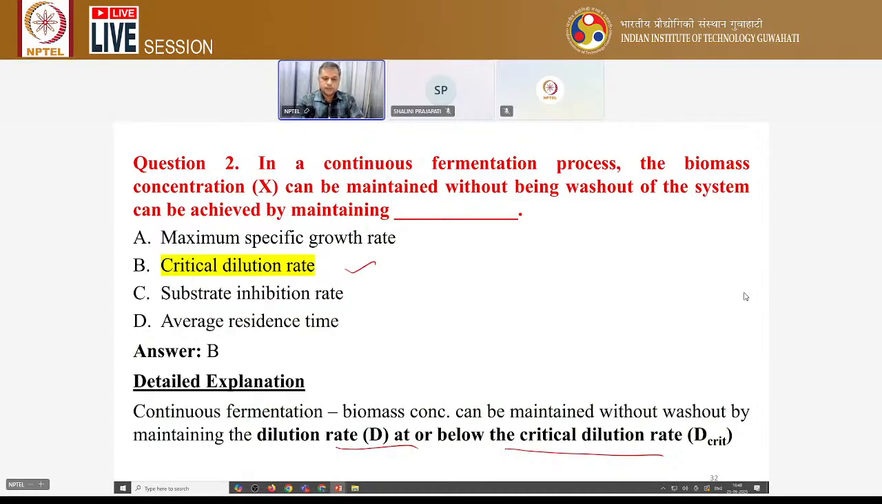And if D exceeds the mu critical, then it proceeds towards the washout. It means there will be no cells in the bioreactor. X becomes 0.